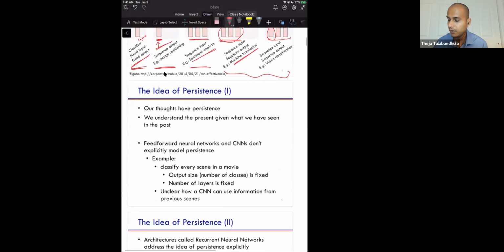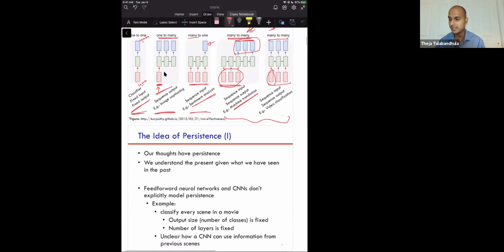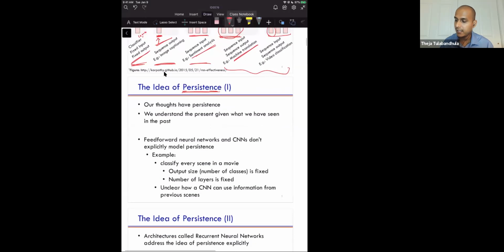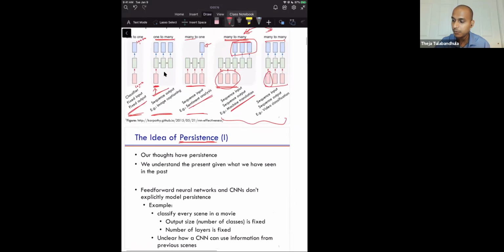Okay, so sequence to sequence problems have a special thing that we want to capture, which is the idea of persistence. Basically, in sequence to sequence problems, the output should depend on what has happened, not just at the immediate input, but maybe two inputs before, right? So there has to be some persistence of information.